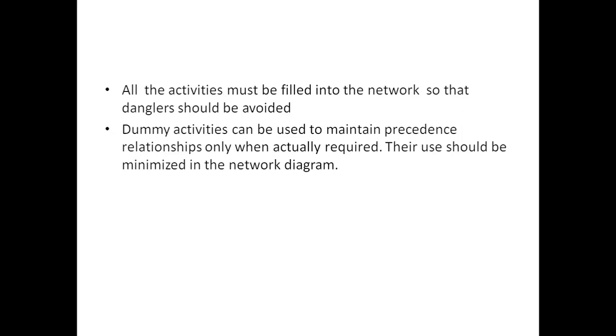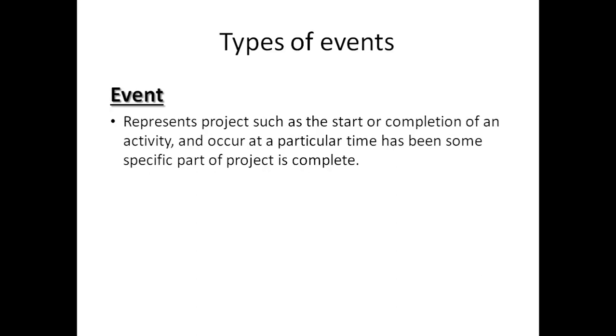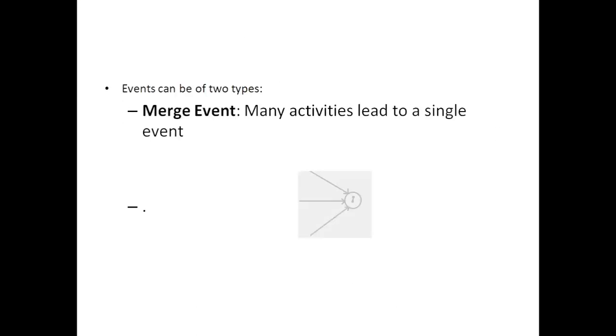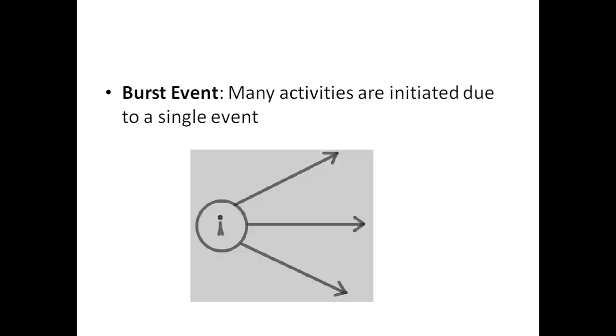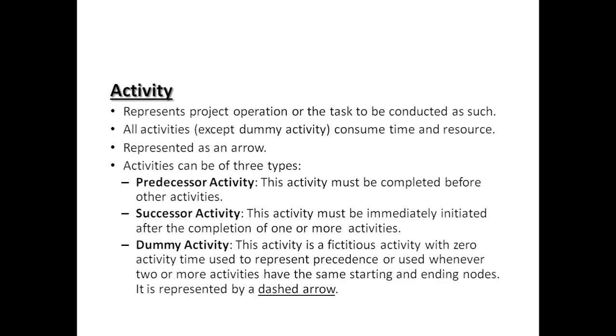So we go to the types of events. The events should be two types. One is merge event, another one is a burst event. Okay, these are merge and burst events. And what is an activity? Activity should be denoted into three types: predecessor, successor and dummy activities. The activity that must be completed before another activity, means predecessor. Activity that must be immediately initiated after completion of one or more activities, that is successor. The dummy activity is a fictitious activity with zero activity time needed to represent. The dummies are used whenever two or more activities have the same starting and ending nodes. It is represented by dashed arrow.